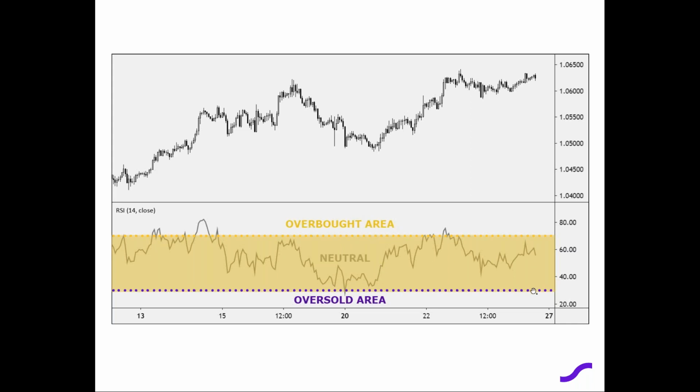In between 70 to 30 is the neutral area, but I'm going to show you also levels in the neutral area, what they symbolize and what they mean. The oversold area is when they've exhausted the selling, and we've seen that something has dropped quite a lot when it's below 30.